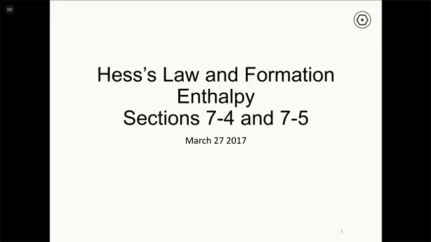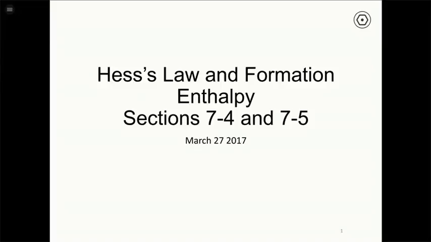So what we're going to talk about today is what's called Hess's law and enthalpy of formation. So we closed last time with learning how to add chemical reactions together, where if we have two different chemical equations, we can combine them into one by adding the reactants and the products and canceling out anything that's an intermediate. And it may have been unclear why we're doing this or what's really the point of that.